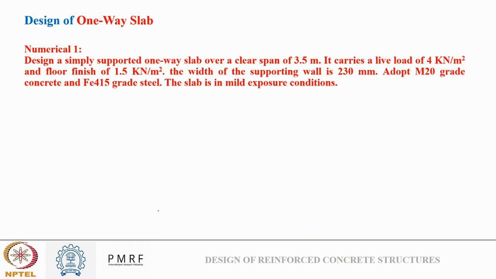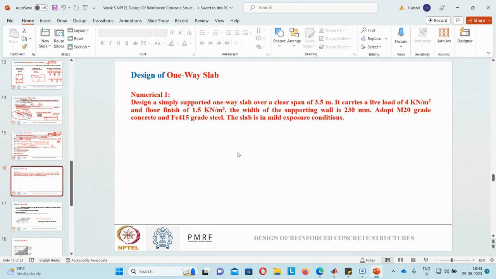So this is the numerical. Design a simply supported one-way slab over a clear span of 3.5 meter. It carries a live load of 4 kN per meter square and a floor finish of 1.5 kN per meter square. The width of the supporting wall is 230 mm. Adopt M20 grade concrete and Fe415 grade steel. The slab is in mild exposure condition. Okay, so this is the information given to you in the question.